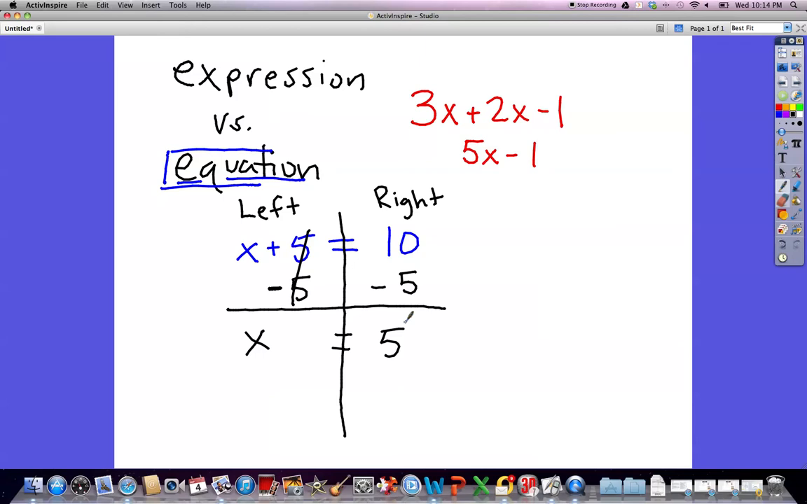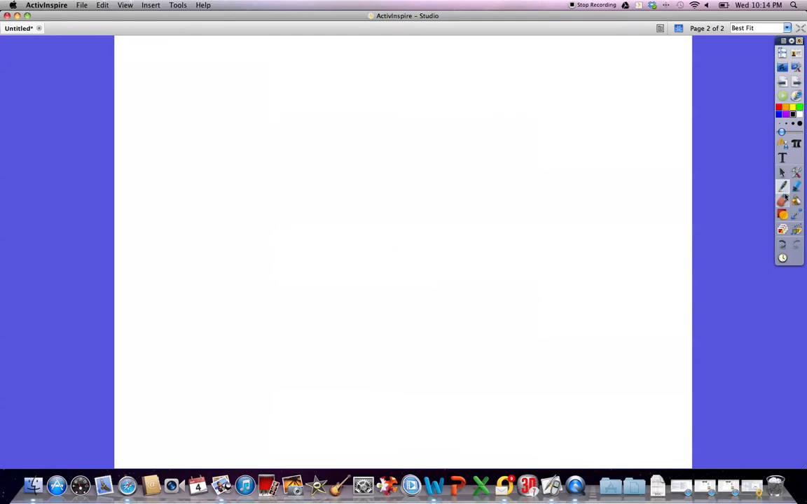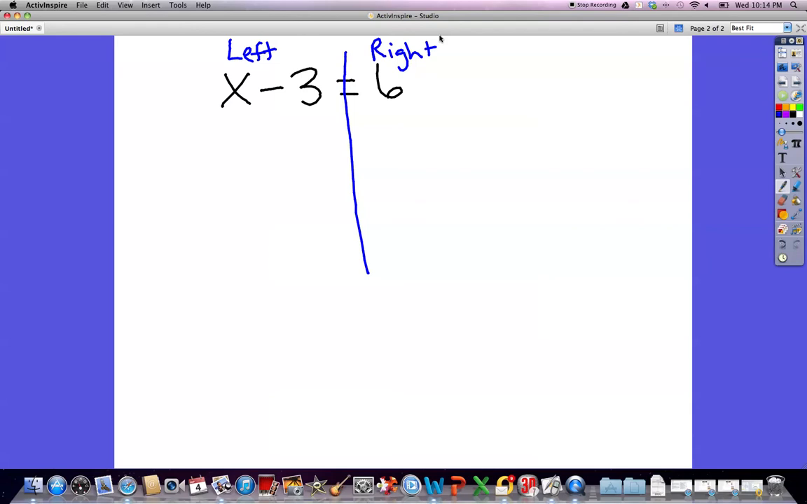That seems pretty simple. What happens if my equation is a subtraction problem, like x minus 3 equals 6? Again, I have a left side and a right side. Here's my left side, and here's my right side. What I do to the left side, I must also do to the right side. And the object is to get this x all by itself on the left side. I can see that the minus 3 is in my way. How do I get rid of a minus 3?